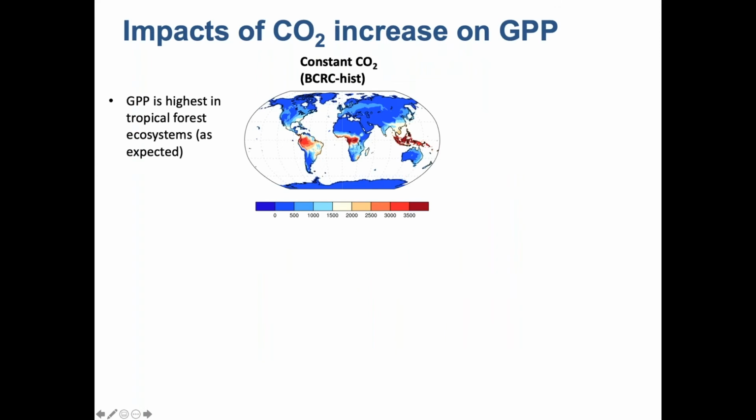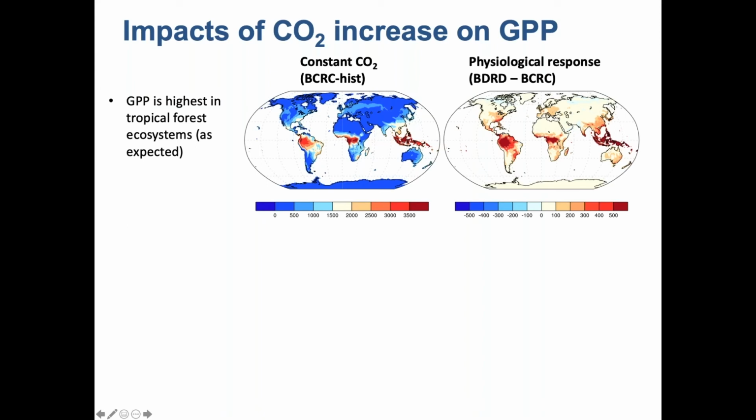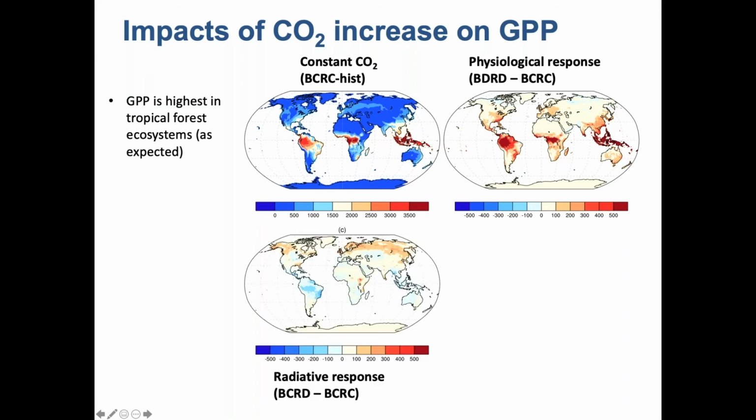If we look more in detail at the geographic distribution, we can see some patterns about how gross primary productivity responds to CO2 increases globally. This panel here is showing the GPP in the constant CO2 simulation. So this is kind of the baseline without increases in CO2, where it's highest in tropical forests, which is what we expect. And then in simulations where we have a physiological response, so the increasing CO2 to the ecosystems, we increase that growth in the tropical forests even further.